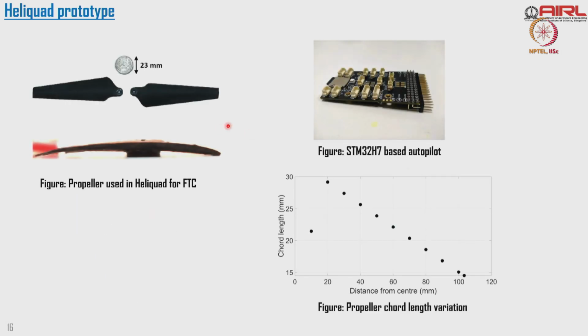Okay. Now let us look at the propeller. This is a propeller built for this heliquad. It is a cambered aerofoil, you can see it here, right. And then we use an STM32-based autopilot. If you see here, the control allocation block is not a simple matrix which I can just use to compute. So I have to have a neural network which approximates this relationship, right.